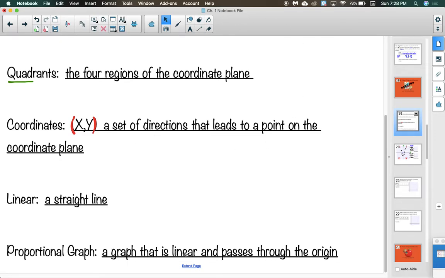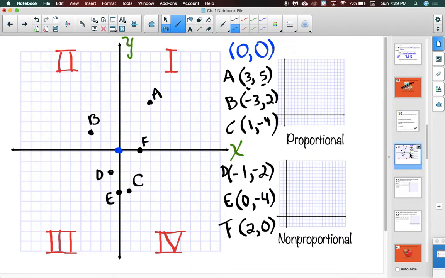It's a graph that's linear, so it means it's a straight line, and it also has to pass through the origin. Remember what we reviewed from the last video? The origin was that point, 0, 0, where it was kind of the center of the coordinate plane where the x and the y-axis intersect. So just in case you want to write that down, 0, 0 is what we call the origin. Okay?